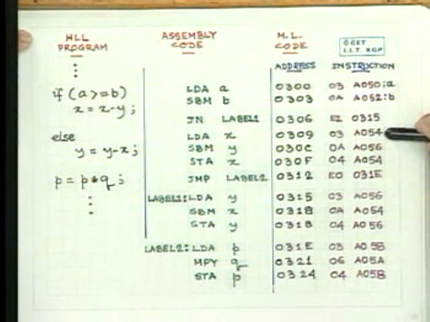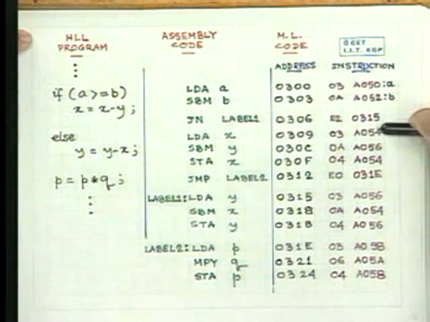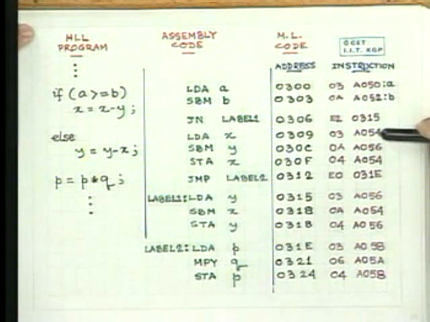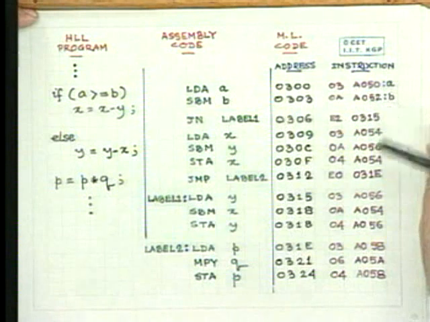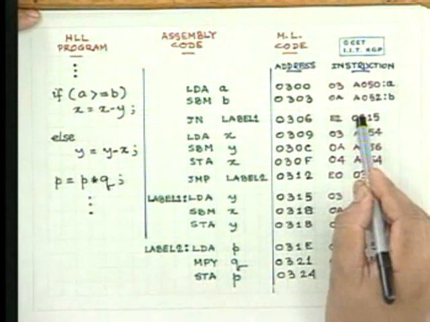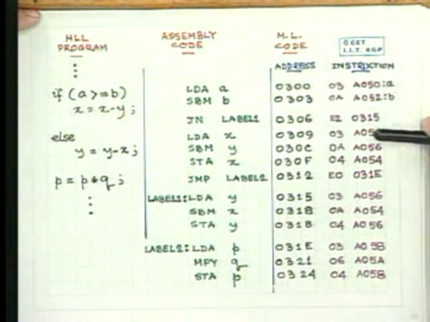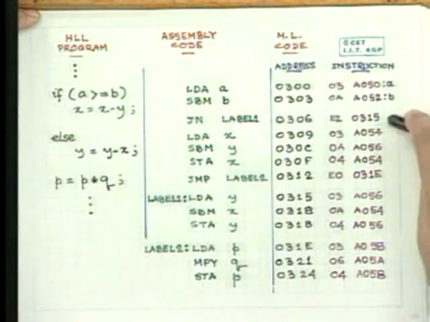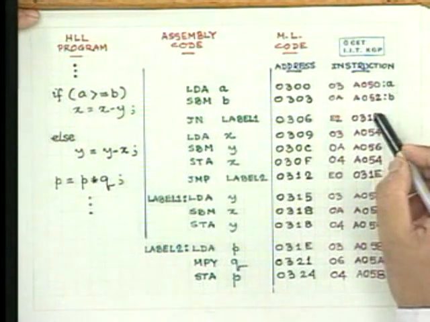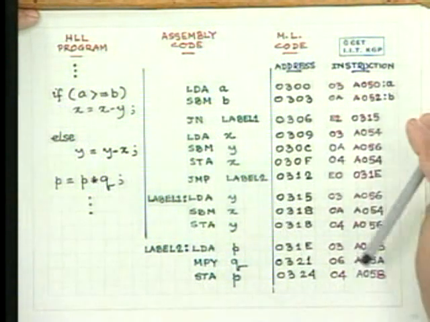Okay. Therefore, at this point, the execution of the jump negative instruction will check the sign bit and decide whether the next instruction will be taken from the program counter as it is being pointed to, or the program counter will be loaded with this value which has already been fetched, right? Depending upon the sign bit, if the sign bit is 1, then the program counter will be loaded with 0315, which has already been fetched into the central processing unit.